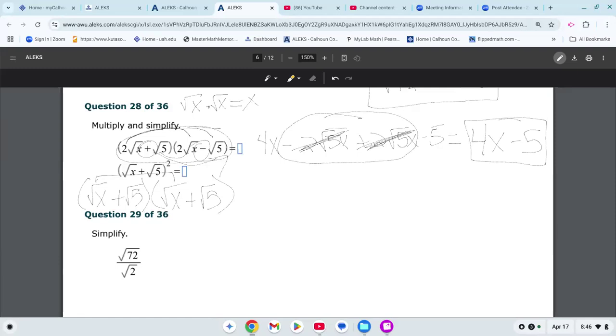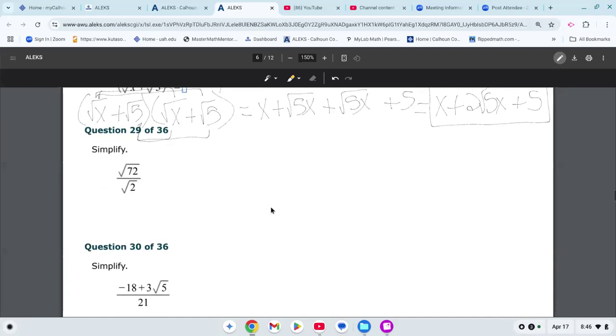So root x times root x is just x. Root x times root 5 is root 5x. I get a second positive root 5x. And then at the end, I get a positive 5. So when I add this together, I get x plus 2 root 5x plus 5. And that would be my answer. It's not pretty, but that would be my final answer.